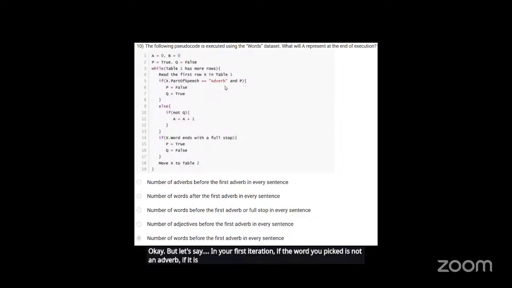But let's say in your first iteration, the word you picked is not an adverb, it is a noun, but P is still true, right? Because initially P is true, Q is false. In that case, you will have to go to the else part. The else part says if not Q, then A is equal to A plus 1. If not Q will be true when Q is false. Not of false is true. So let's do this with an example as well. Let's say I have some sentence in which the first word is a noun, second word is an adverb, third word is a verb.